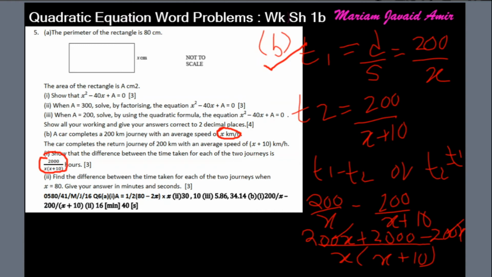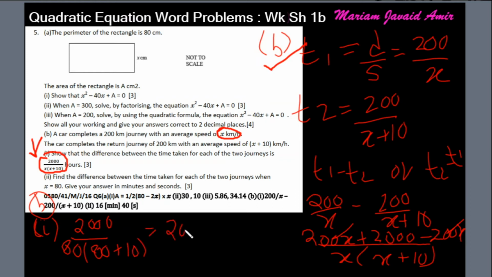Okay, part 2, find the difference between the time taken for each of the two journeys when x is equal to 80. Give your answer in minutes and seconds. So in the fraction we just found, or given in the question, simply substitute x equals 80. So for part 2 of B, we'll do 2000 over 80 times 80 plus 10. So we get 2000 over 80 times 90.